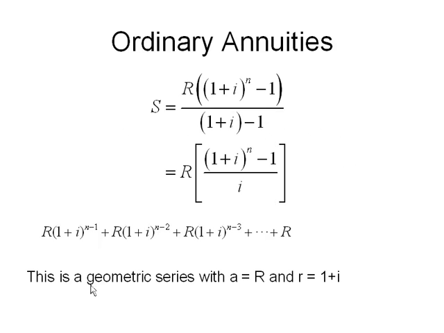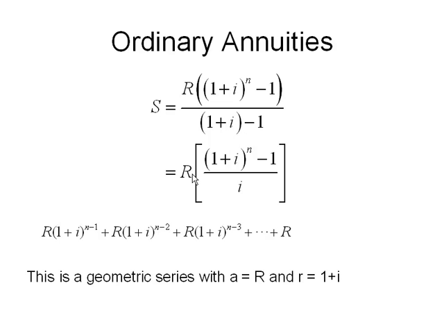So this is simply a geometric series with the a value being R and the little r being 1 plus I. If I substitute those values into my formula for the sum of a geometric series, I get R times the quantity 1 plus I to the n minus 1 in the numerator, and in the denominator I get 1 plus I minus 1.